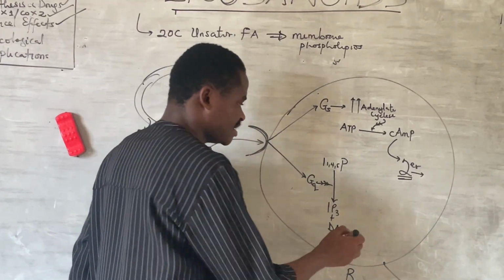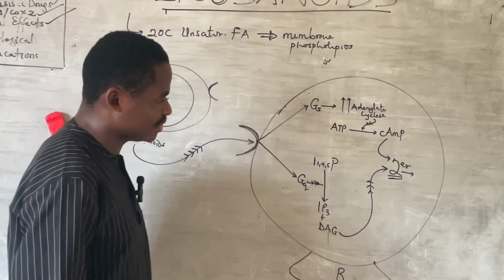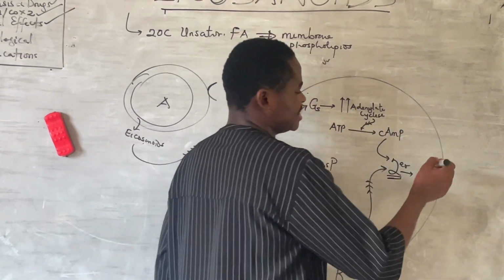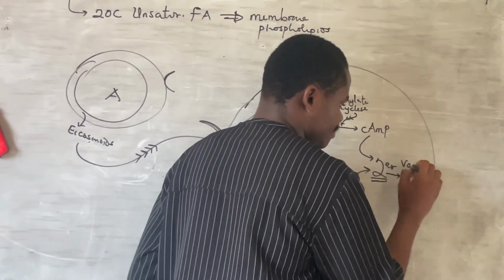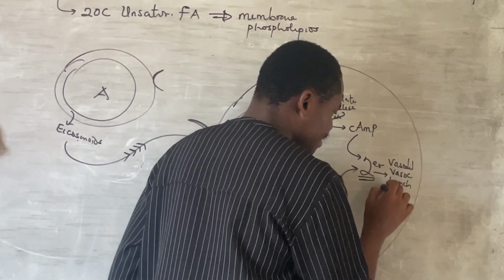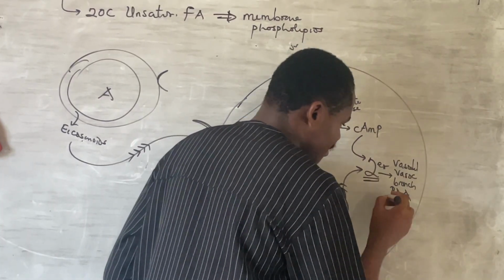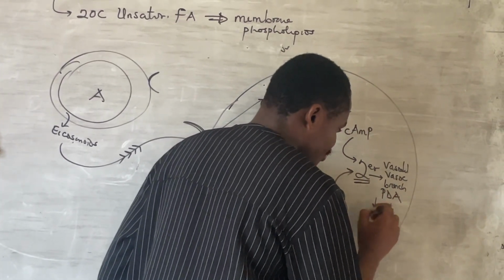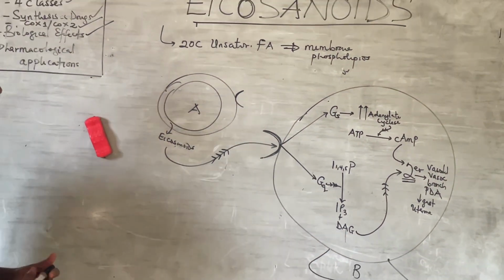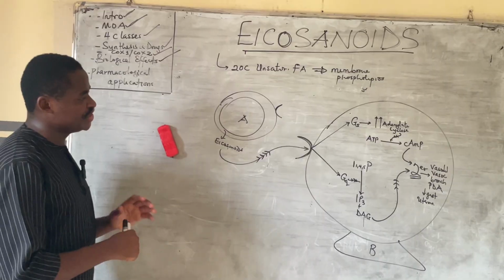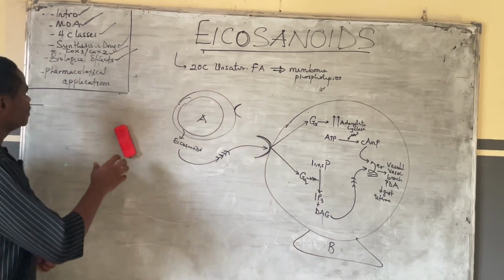Now, what eventually happens is that this DAG will also interpret, and we are going to have the second messenger function. Now, examples of second messenger function at this point include things like vasodilation, vasoconstriction, bronchoconstriction, maintenance of patent ductus arteriosus, a fall in gastric acid, uterine ripening, and the list goes on and on. So this is an overview of the different mechanisms of action, either the G stimulatory or the G inhibitory.